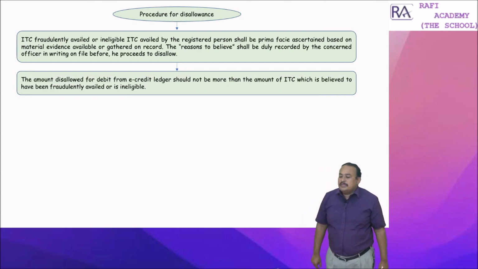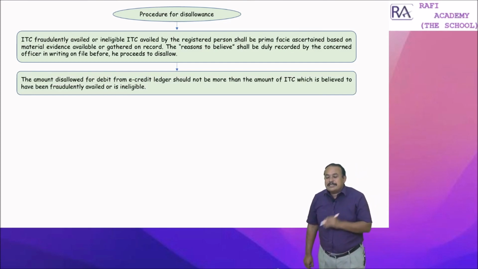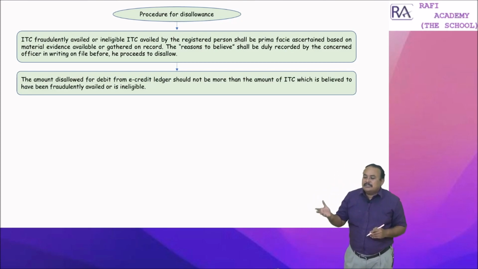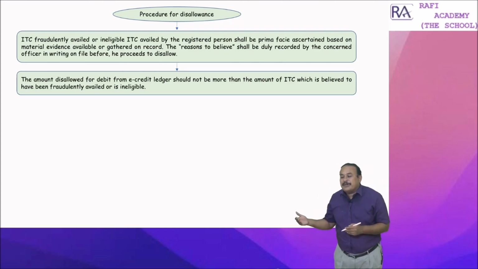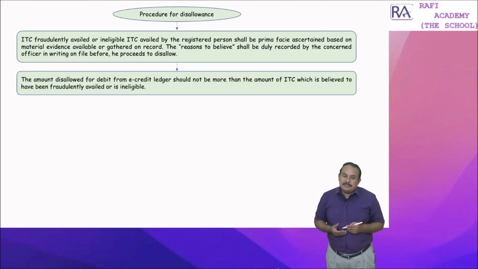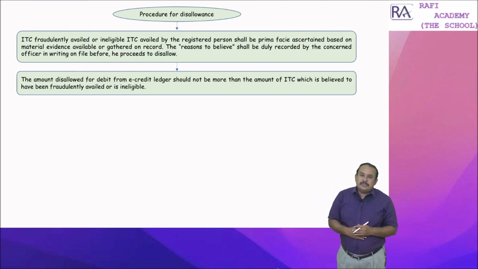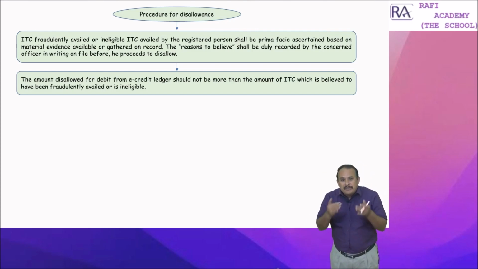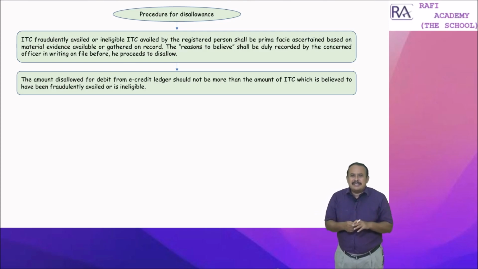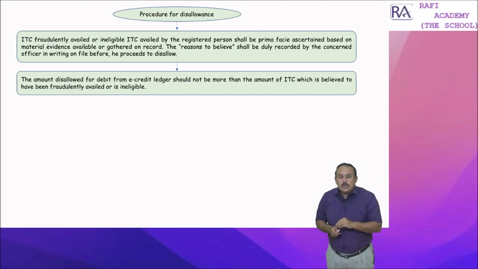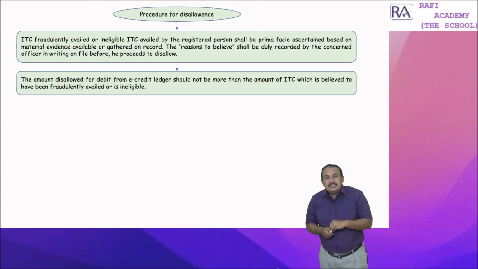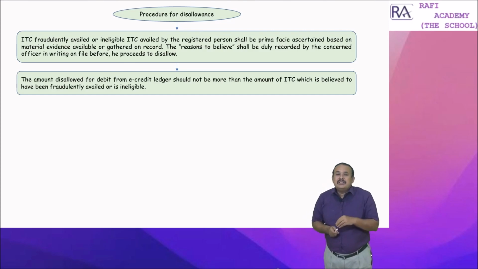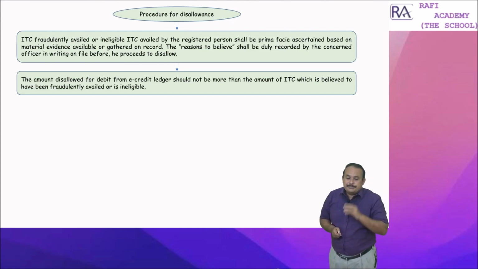the amount disallowed for debit from the electronic credit ledger should not be more than the amount of input tax credit which is believed to have been fraudulently availed or is ineligible. Assume a scenario: the taxpayer fraudulently availed ineligible input tax credit, let us say 1 crore 80 lakhs input tax credit availed in the books, 1 crore 80 lakh rupees.